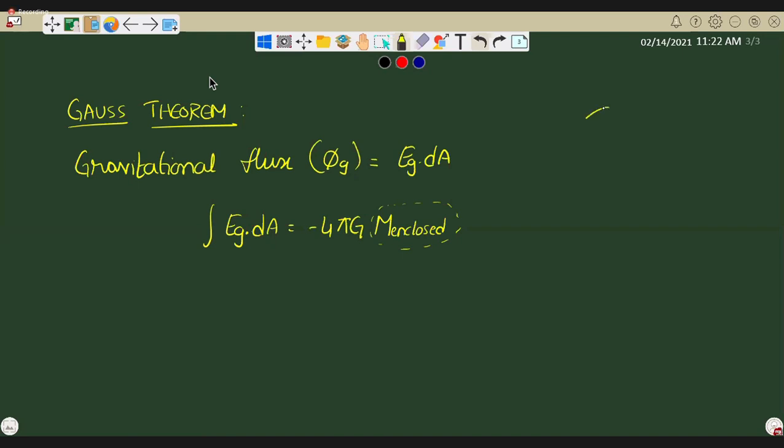For example, let me take a solid sphere of radius R and mass m. Now, if I suddenly ask you, at any point outside at a distance of x, what is the gravitational field strength? Then what you will do is construct a surface with x as radius.